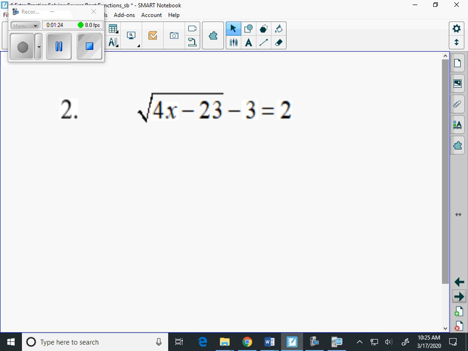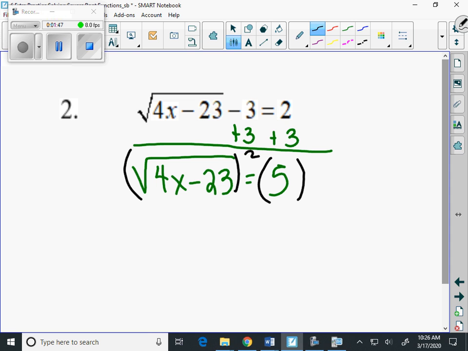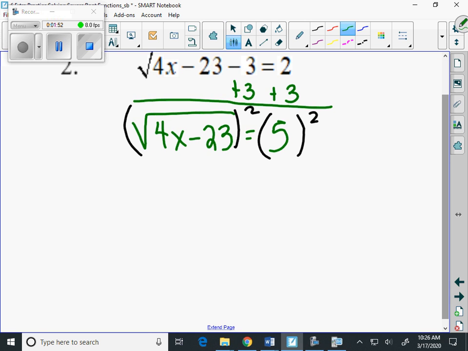Square root of 4x minus 23 minus 3 equals 2. Once again, we need to isolate our square root. So we're going to start by adding 3 to both sides. We get the square root of 4x minus 23 equals 5. Once we get the square root isolated, then we can square both sides. Square rooting and squaring cancel each other out. So we're left with 4x minus 23 equals 25.